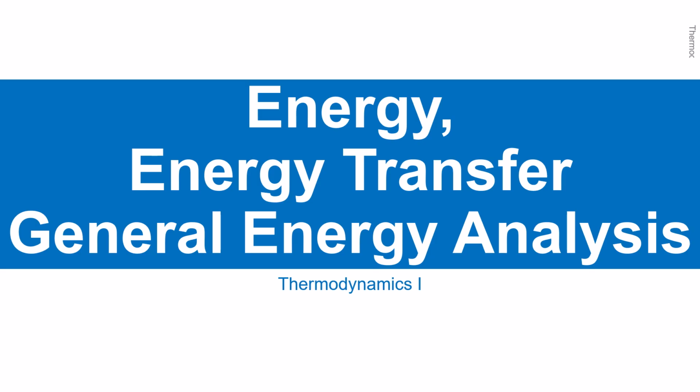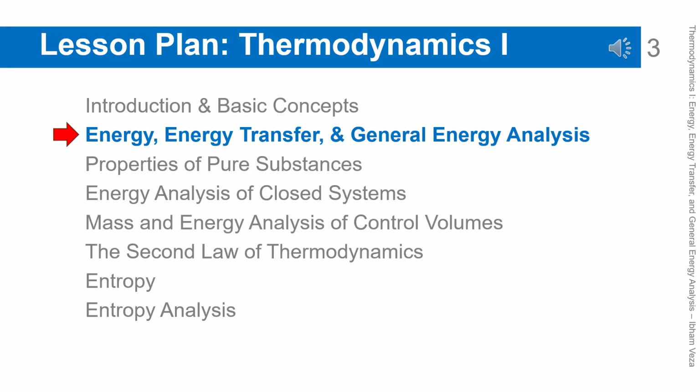The approach is systematic and based on energy balances. This chapter forms the foundation for understanding the first law of thermodynamics. Lesson Plan, Thermodynamics I. The course structure is arranged progressively from basic concepts to more advanced energy analysis. The chapter sequence shows a logical flow from definitions to closed and control volume systems. Each chapter builds on the previous one to strengthen understanding.